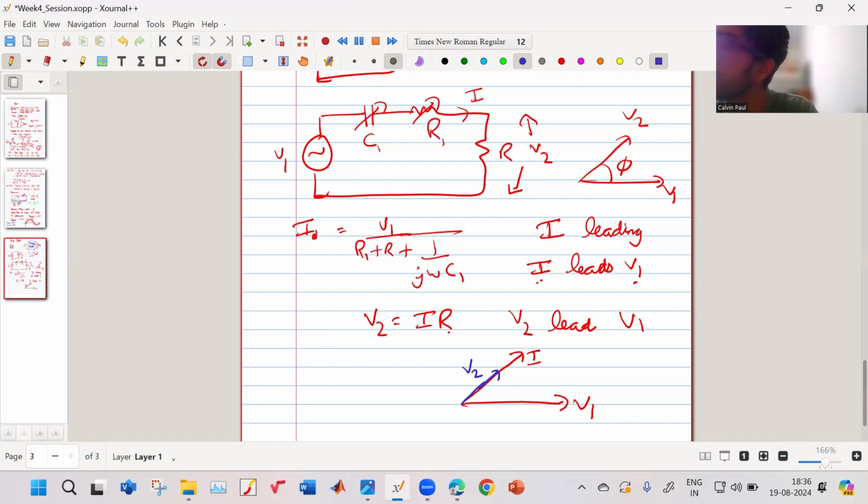So why is your current I leading? Because it is a capacitive circuit, because there is a capacitor. The capacitive component is larger than the inductive component. We assume that the inductance is negligible. So because it is an RC system, the current to the capacitor leads. So that's why the effective current is leading your input voltage. And because that current is leading your voltage, when that current flows through this resistor, the voltage drop across the resistor will lead your input voltage. Okay, so any queries in this? Any doubts in this?